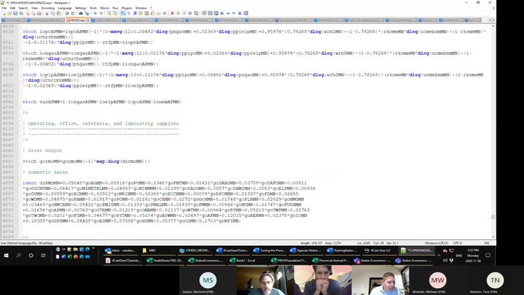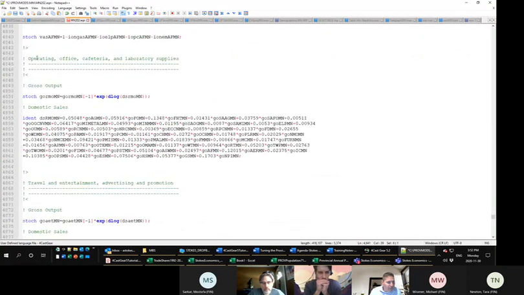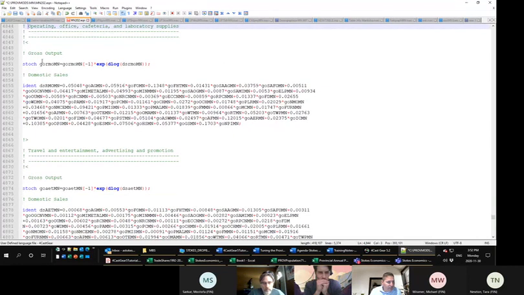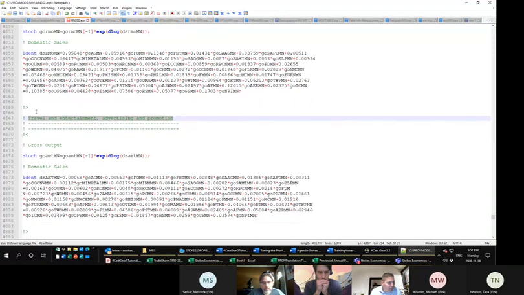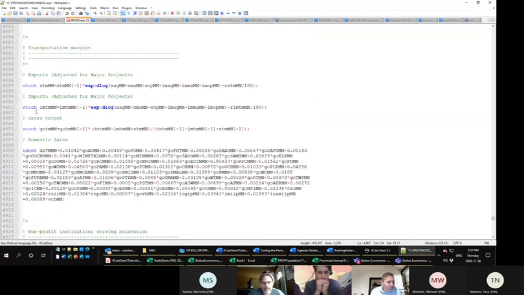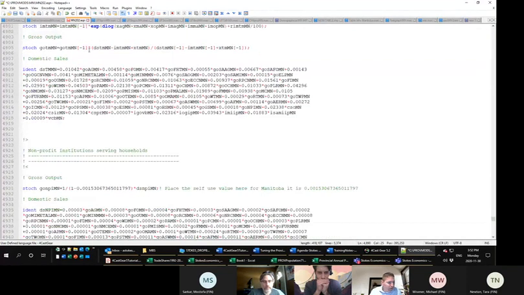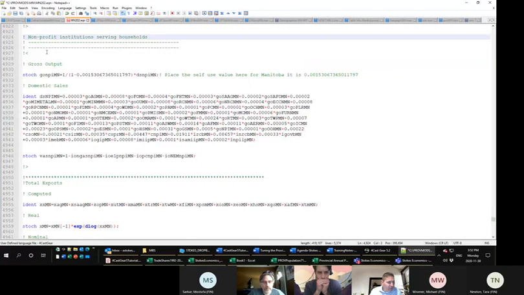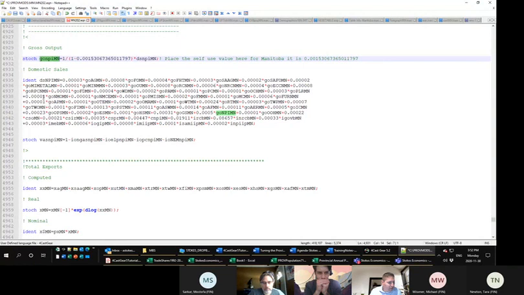And then at the bottom here, after you get past accommodation and food, you get all those miscellaneous categories of GDP. The ones they can't allocate: operating office, cafeteria, and laboratory supplies, travel, entertainment, advertising and promotion. We had to put these in here, and transportation margins, things where they just have no ability to allocate them to an industry. And then finally, we have our nonprofit institutions, GDP, or growth. We're only looking at gross output in this case.